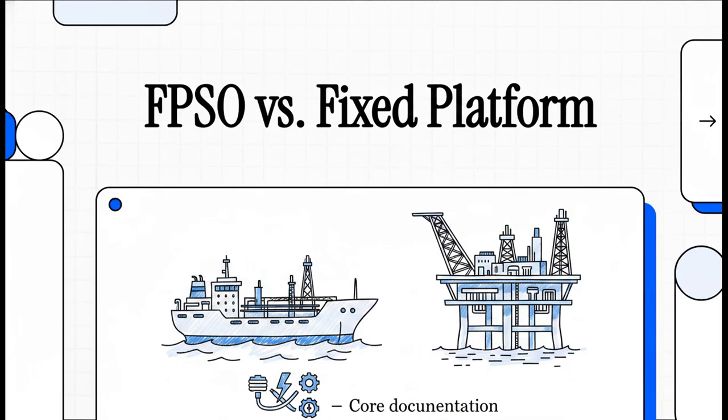Welcome to this explainer. Today, we're kicking off a special two-part series we call One System, Three Facilities. In this first part, we're going to look closely at facility-specific document sets, and specifically, we'll be comparing the FPSO with the fixed platform. It's actually a fascinating comparison, because while these offshore facilities look vastly different, one is a massive ship-shaped vessel floating out in the ocean, and the other is this towering steel structure pinned directly to the seafloor, their core electrical safety documentation actually starts from the exact same baseline.